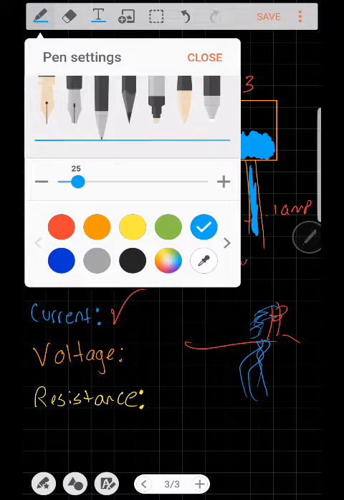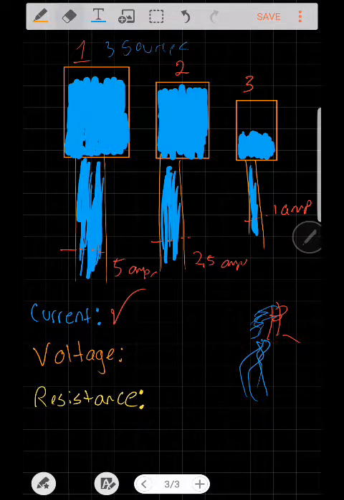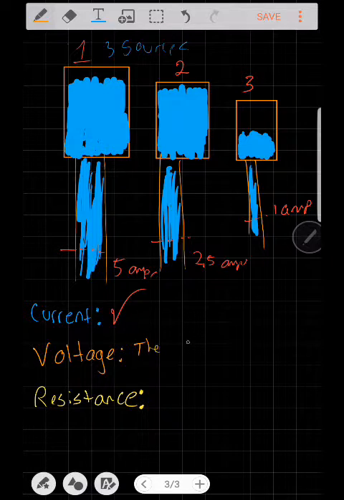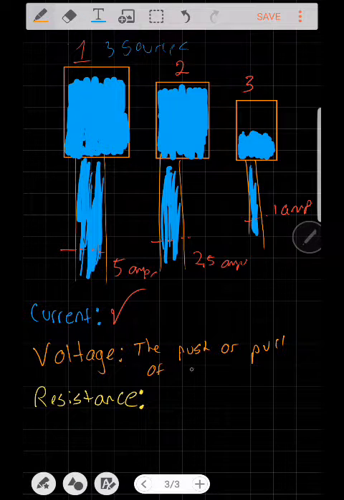The definition of voltage is the push or pull, the amount of push or pull, of, let's call it, electricity.